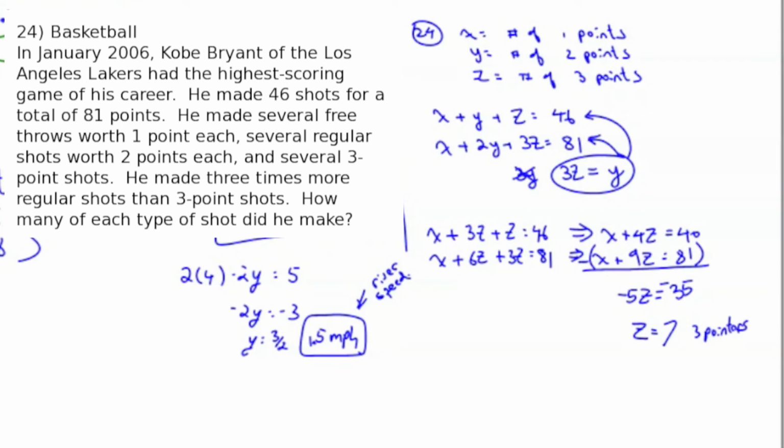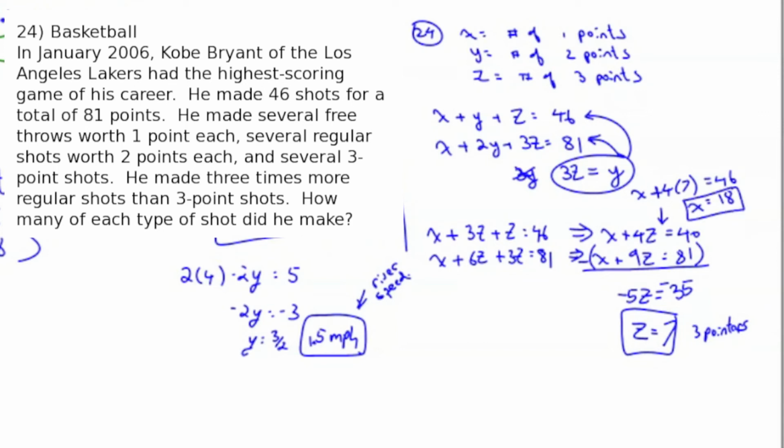Alright. How do I find out the rest? Plug it back in. One of these two. So I would put it into this one right here. So we're going to get x plus 4 times 7 is equal to 46. 4 times 7 is 28. 46 minus 28 is 18.